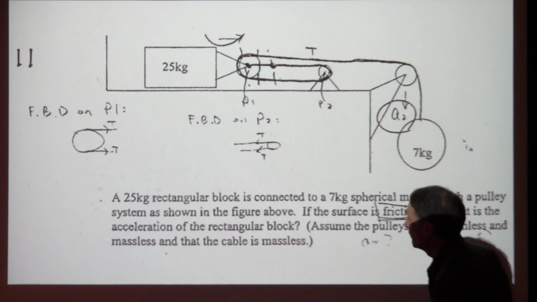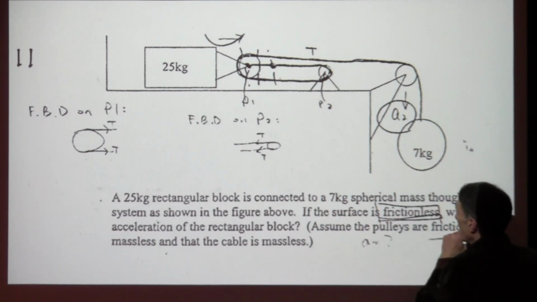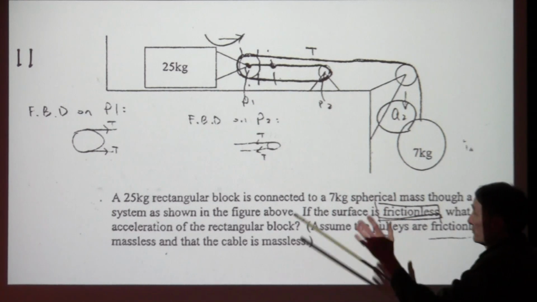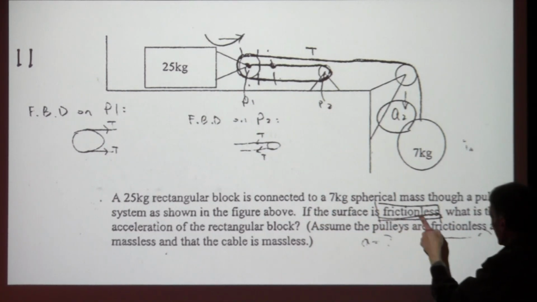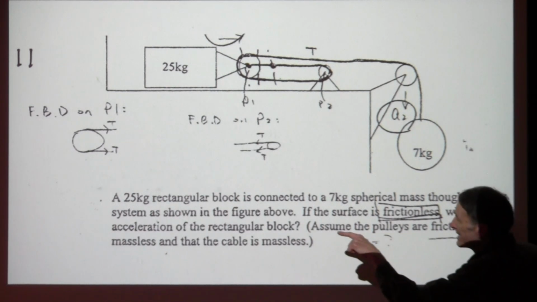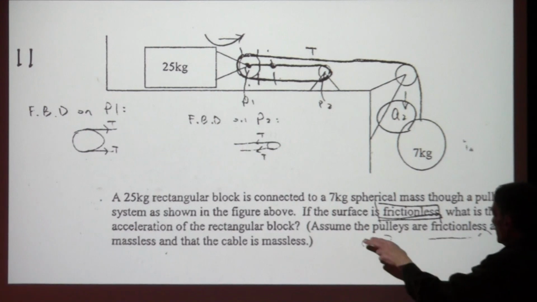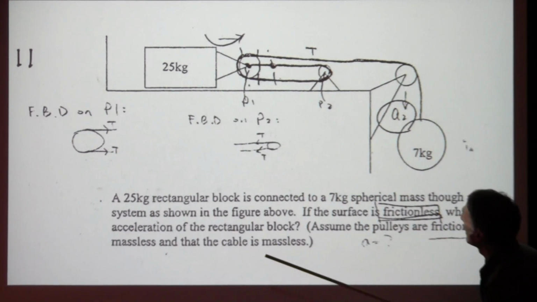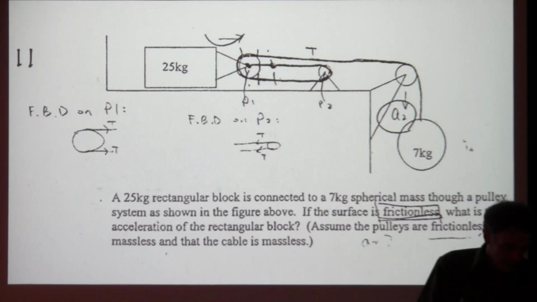We have a 25 kilogram rectangular block. It's connected to a 7 kilogram sphere through a pulley. The surface is frictionless, so that's kind of nice, one less thing to deal with. What is the acceleration of the rectangular block? Assume the pulleys are frictionless and massless, and that the cable is massless as well. Okay, so it's just got those properties.